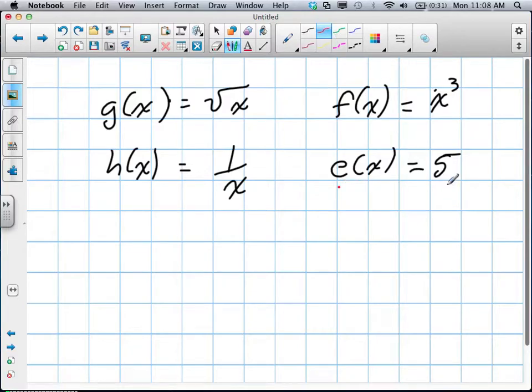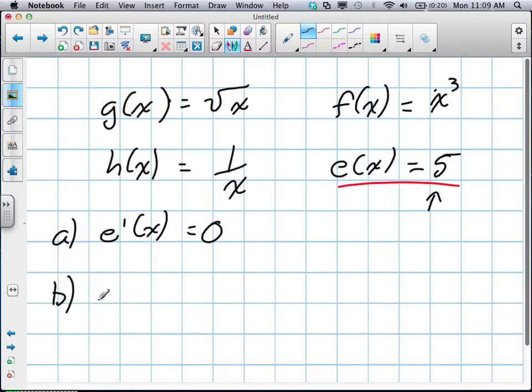We'll actually start with E at x. So let's say the very first question asked us for E prime x. In other words, the derivative of E x. Well, because this is just a constant term, what is the derivative of this constant term going to be equal to? 0. That's exactly what that rule states. Okay? It is equal to just 0. Okay, so we have that one.